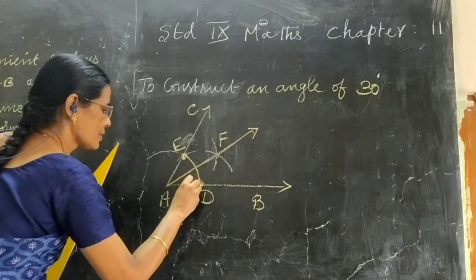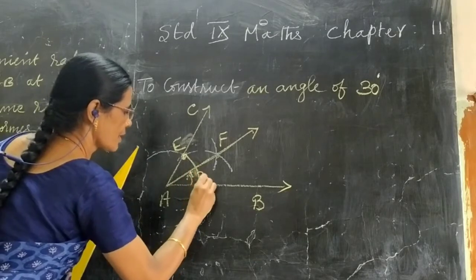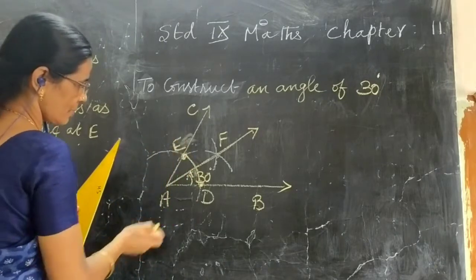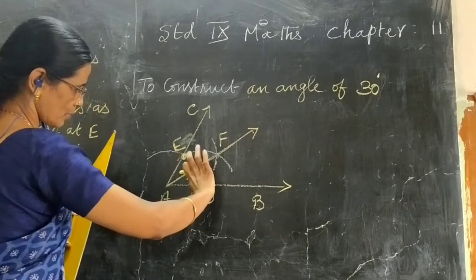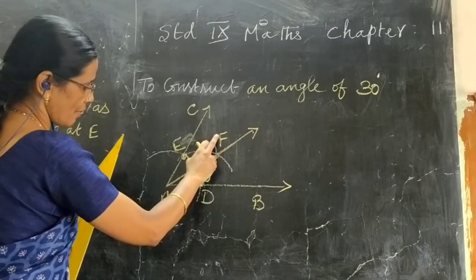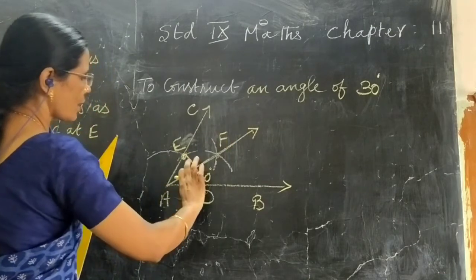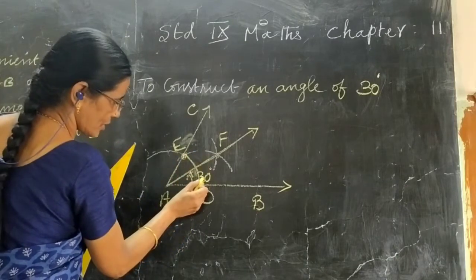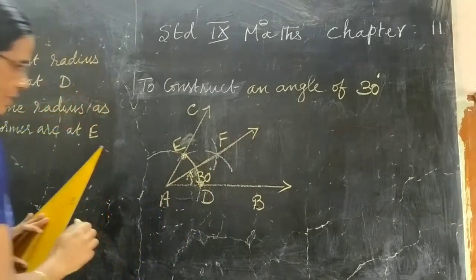So if I measure this angle, this is the required angle. This is equal to how many degrees? 30. So first we have constructed 60 degree and we have bisected. To bisect we have taken the centers D and E, radius more than half of DE. We have drawn two arcs to intersect at the point F. Ray AF is drawn, that is the bisector of 60 degree. We know the meaning of bisection, division of the given angle into two equal halves. So half of 60 becomes 30. So this is the required angle. So angle FAD is 30 degree.